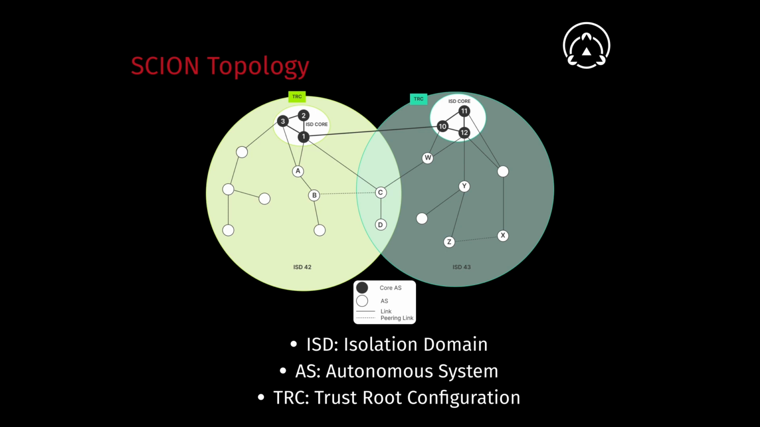Now, within all of this, you can see that we've got an overlap between both ISDs 42 and 43. And C and D are overlapped. They seem to be in both. And this is totally possible within SCION. You can be part of any number of ISDs. And you can actually also peer in between ISDs, which is interesting.